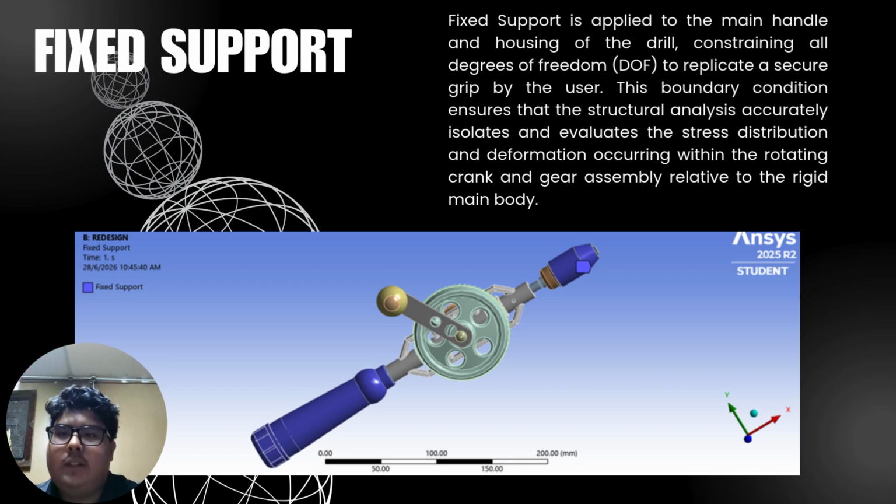Next, we define our boundary conditions to replicate real world usage. Fixed support was applied to the main handle and housing of the drill by constraining all degrees of freedom. Here, we effectively simulate a secure, firm grip by the user. This setup is crucial because it allows us to accurately isolate the stress distribution and deformation occurring specifically within the rotating crank and gear assembly, independent of the main rigid body.